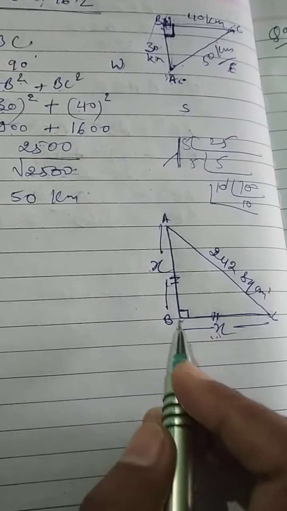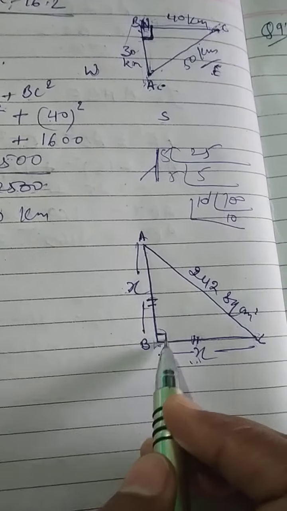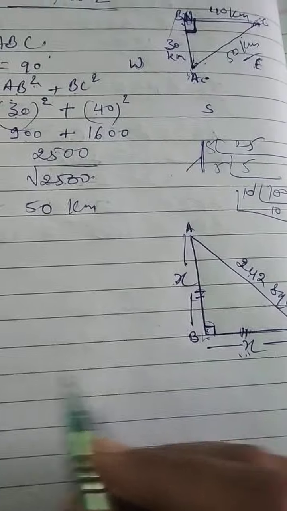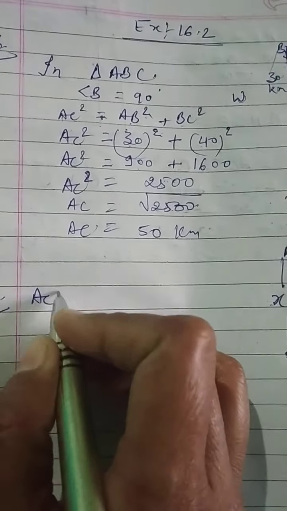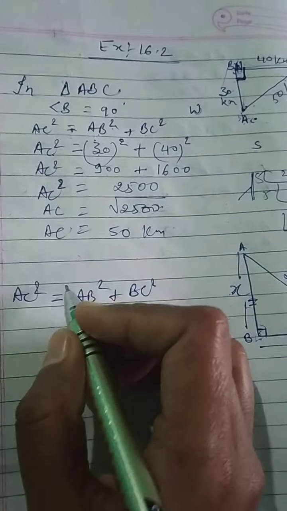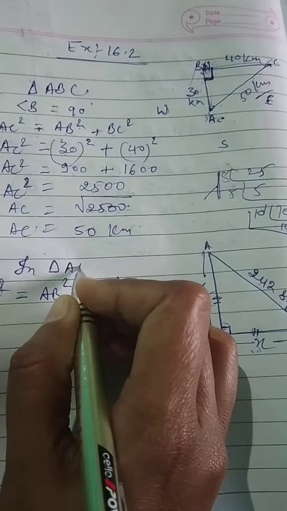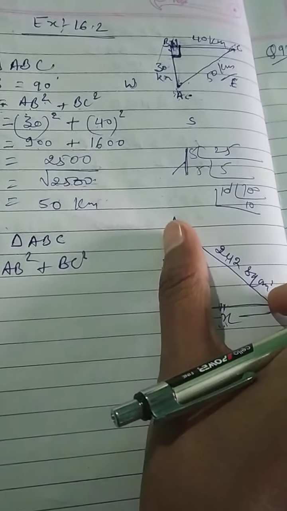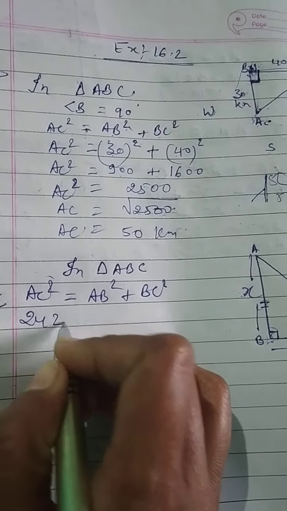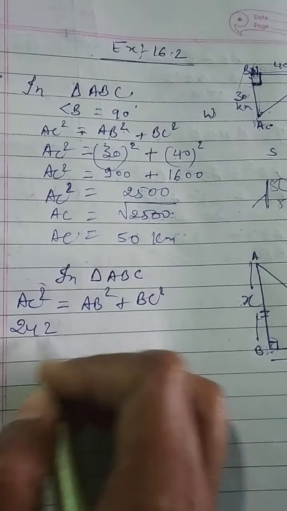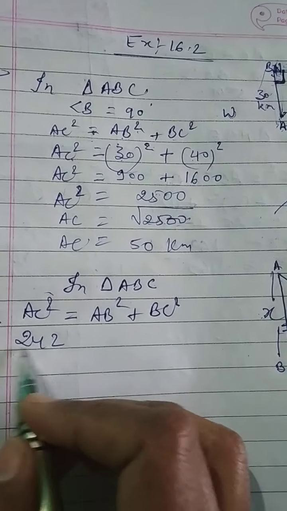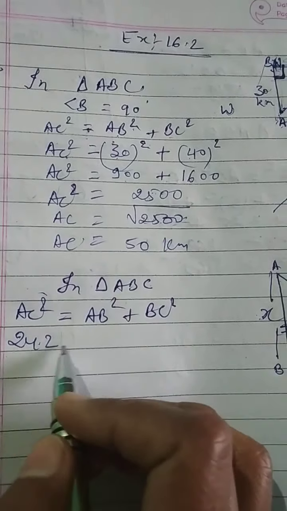So can we apply Pythagoras here? This is 90 degrees. So this is the hypotenuse. Hypotenuse square is equal to the sum of the squares of the two sides. So AC square is equal to AB square plus BC square. Write down in triangle ABC. AC square. AC square value is given, 242. Don't make it square again, because it is given as the square value. So no need to make its square again.